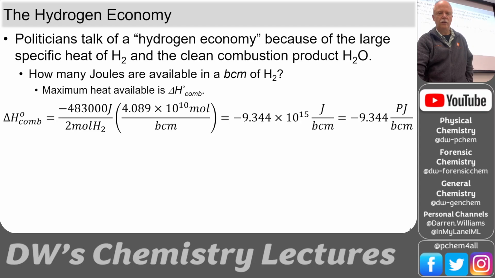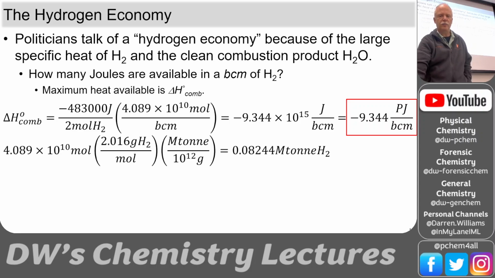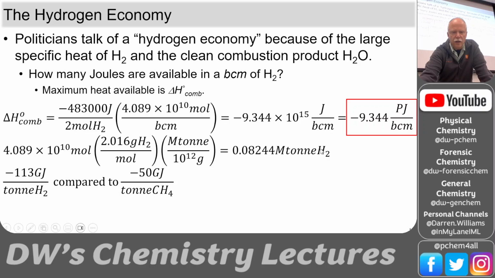So this is the enthalpy of combustion for hydrogen. And it's 9 petajoules per billion cubic meters. And so it's 113 gigajoules per ton of hydrogen compared to 50 gigajoules per ton of methane. So it is much higher if you had a ton of hydrogen.